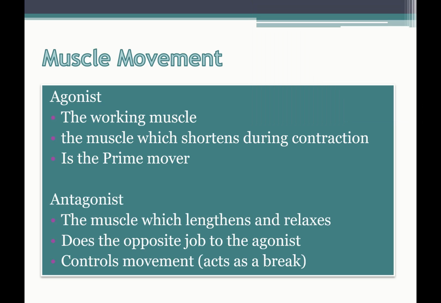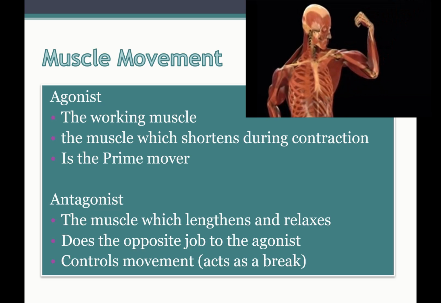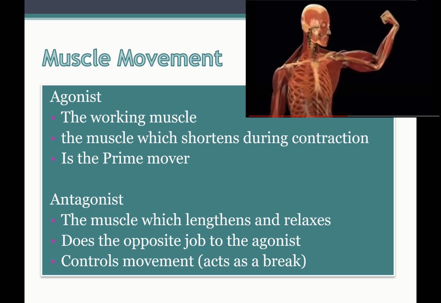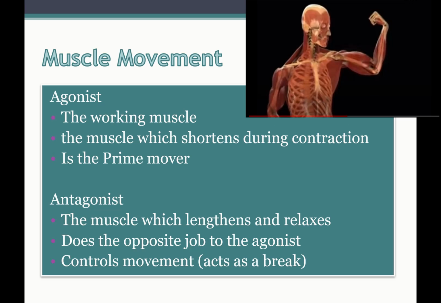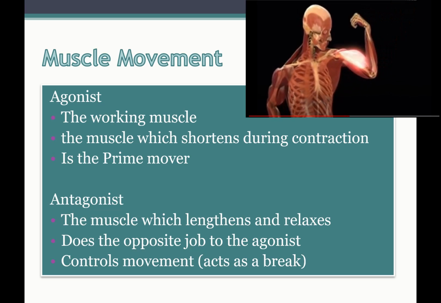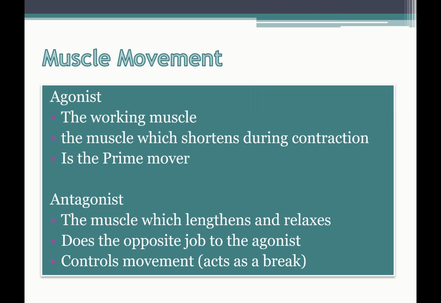Now, for every agonist, there is an antagonist. Now, the antagonist does the opposite job to the prime mover. So this is the muscle which is lengthening and relaxing whilst the agonist works, okay? And it's also controlling the movement to make sure that we don't injure ourselves, and essentially acts like a brake. So if we use the bicep curl as an example for the antagonist, then it's the tricep brachii, which is the example muscle in this scenario.